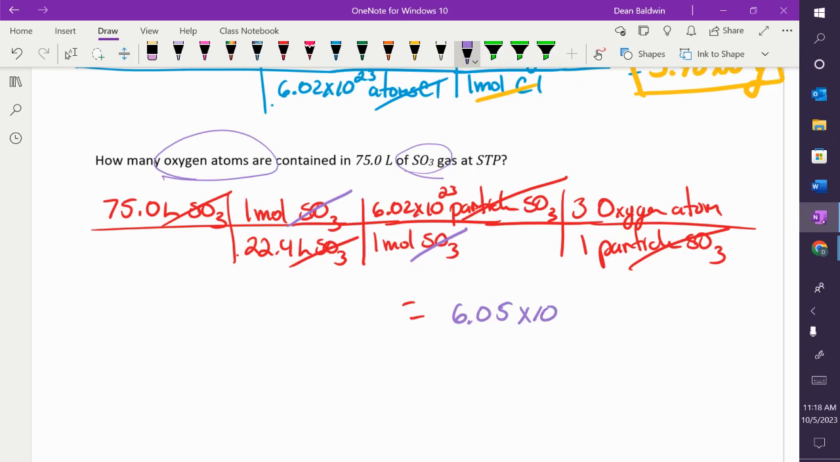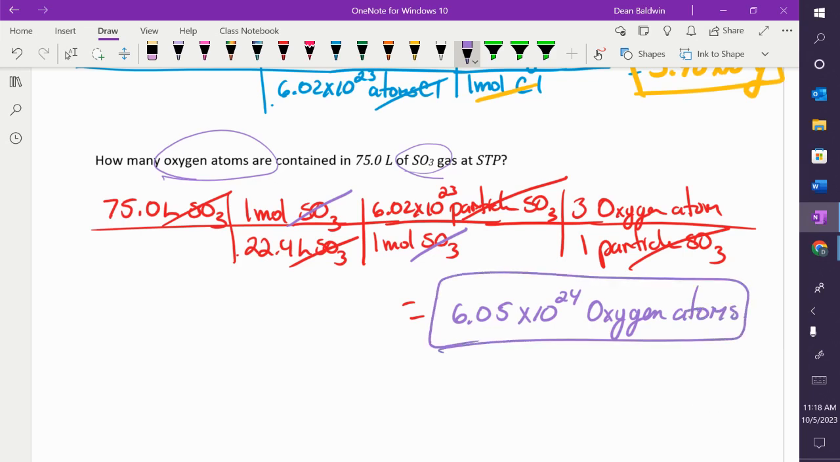And that's what I got. 6.05 times 10 to the 24 oxygen atoms. Okay, 3 sig figs because your first answer has 3 sig figs. Are there any questions about that? We only know those unit conversions. Those are the only ones we're going to use right now. Okay, so basically it's just in what order are you doing them?